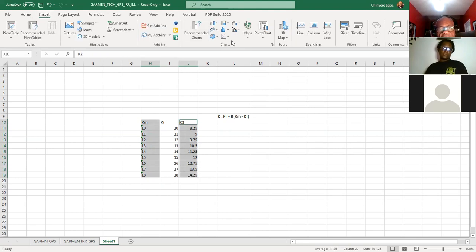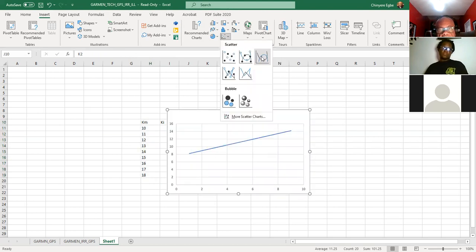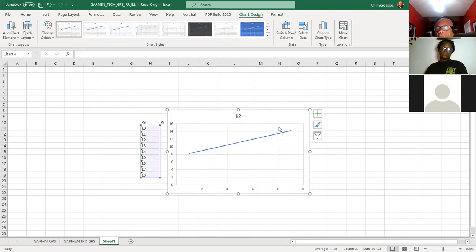You insert, go to the charts here, and choose the scatter with a straight line, and you get another security market line. That is, you're going to keep getting the security market lines with any one of them. All you have to do is to change the market rate of return. Okay. So that's essentially what you were supposed to do, and nothing more than that.